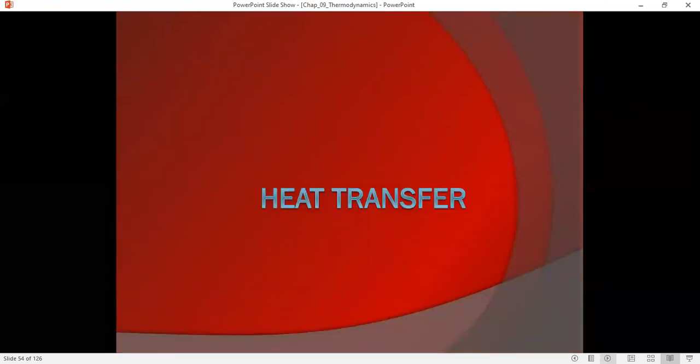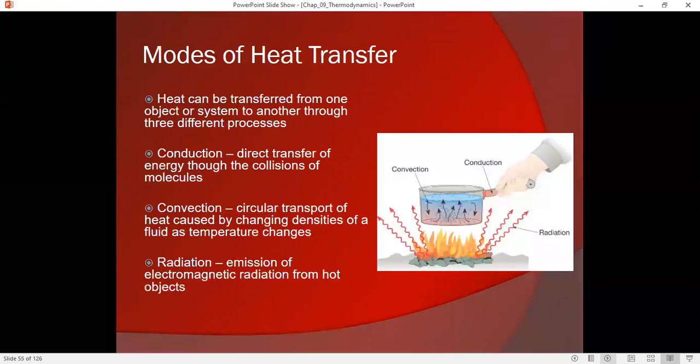Okay, let's talk about heat transfer. There are three methods by which we can get heat to go from one object to another or through an object. The first of all, and the simplest, is conduction. This is where molecules simply bump into their neighbors and transfer the energy to the next molecule.